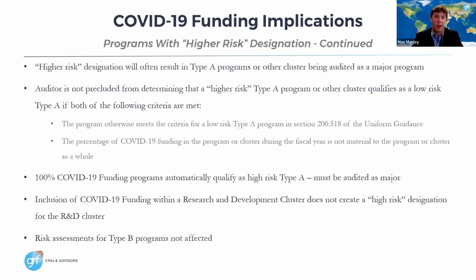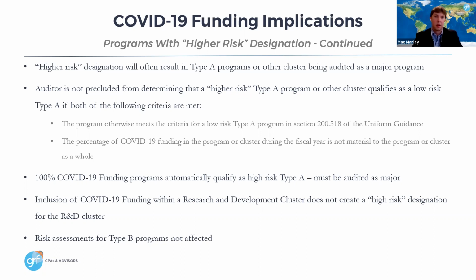Secondly, the percentage of COVID-19 funding in your program or cluster must not be material to the program as a whole. So for example, if your program has total expenditures of $1 million, and you set materiality at 5% of total expenses, for you to have a chance of assessing the program as low risk, the expenditures under COVID-19 funded awards would have to be less than $50,000, less than your materiality threshold. If the type A program is 100% COVID funded, such as the ones that were listed on the previous slide, you then are required to assess the program as high risk and audit it as a major program.